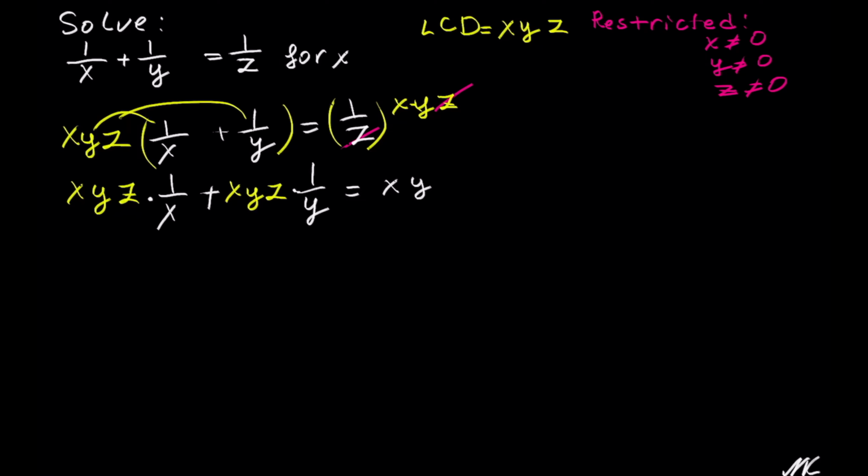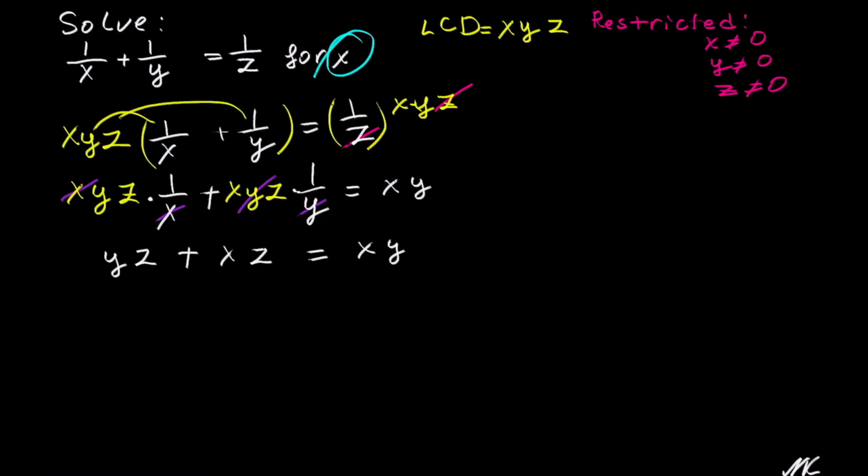On the left we have xyz times 1/x. x divided by x will cancel out, and we get yz times 1, which is yz, plus the second term, xyz times 1/y. y divided by y will cancel out, and we are left with xz times 1, which is just xz, and this is equal to xy.